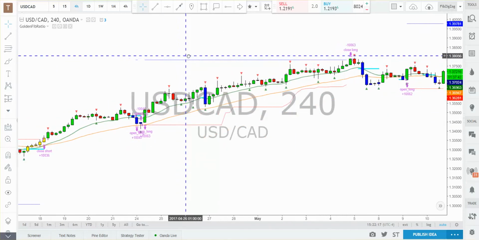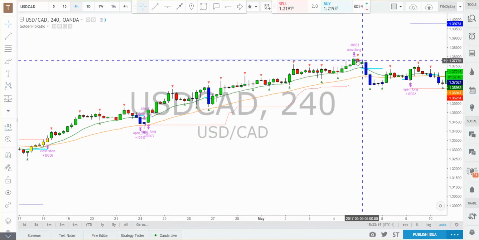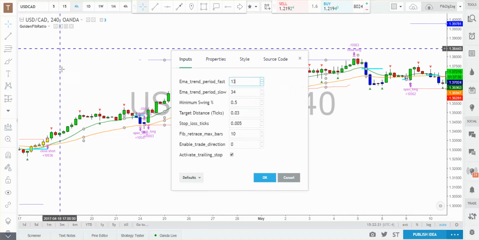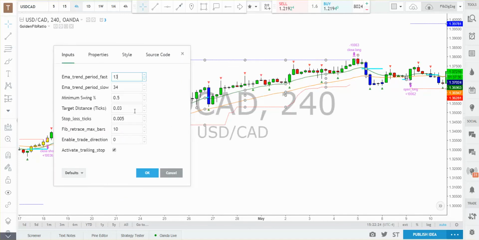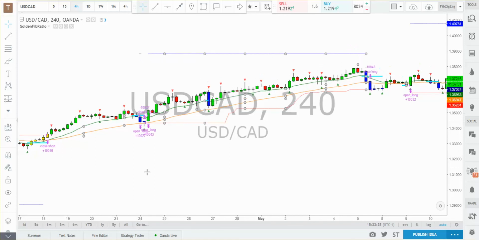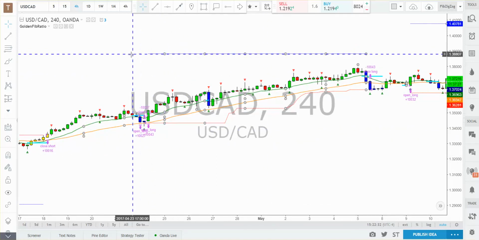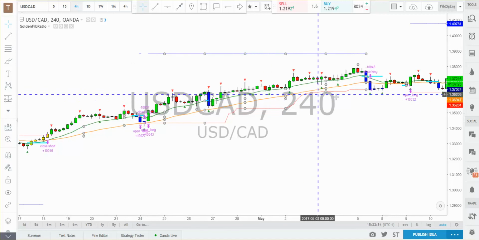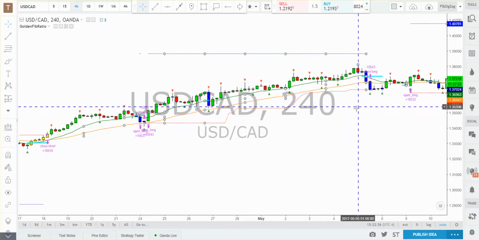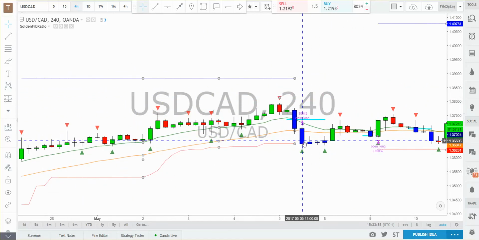So obviously we hit the 300 pip mark here, so it didn't really make any difference. Well, let's make that 400 pips and see what happens. There we go. So the target was way too high, and we got stopped out on this candle right here, right on the trailing stop.